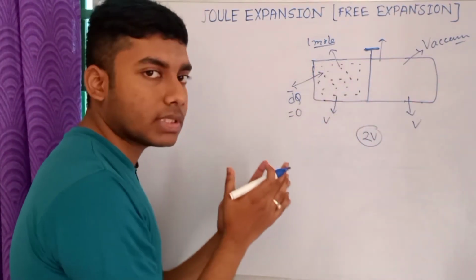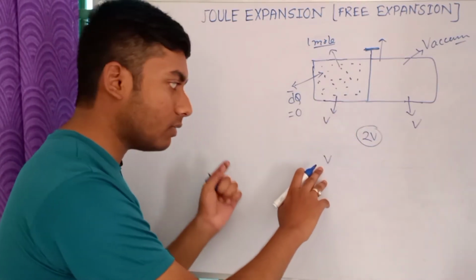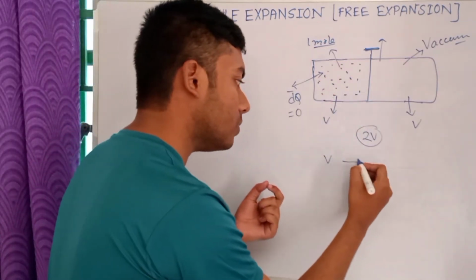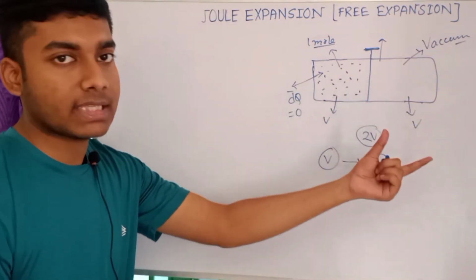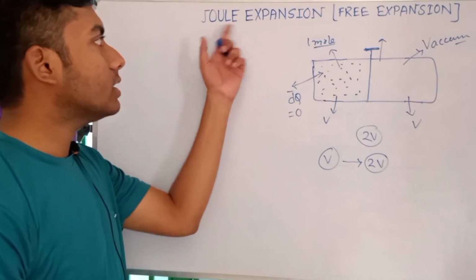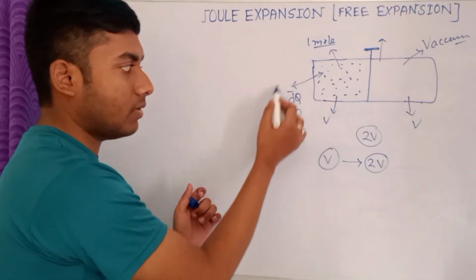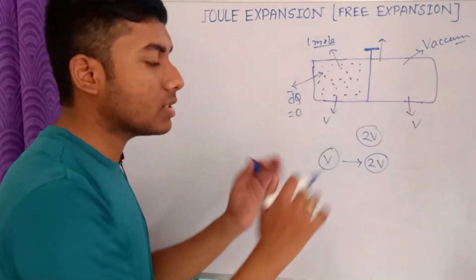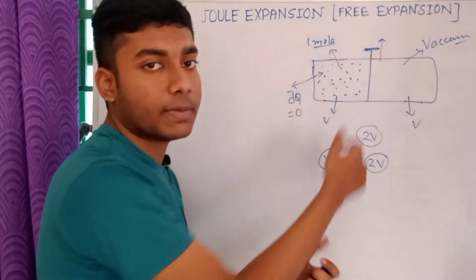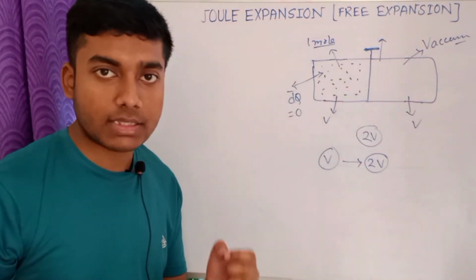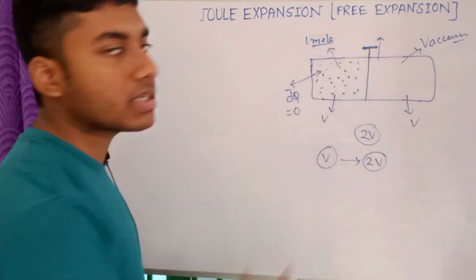And what is this process? Our initial volume of this gas was V, and our final volume is 2V. This expansion of gas against the vacuum, under thermally isolated circumstances, is called the Joule expansion. And as we have suddenly opened this barrier, the expansion of this gas is a non-static irreversible process.